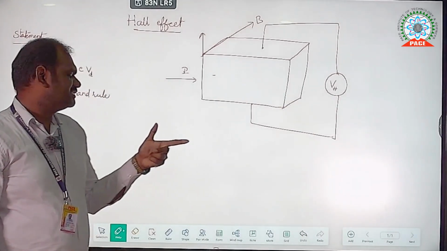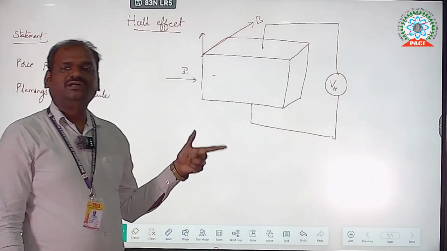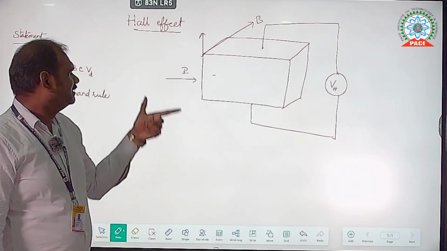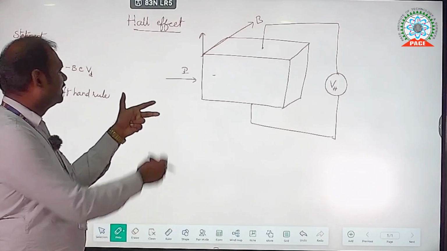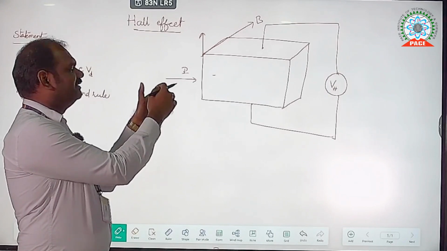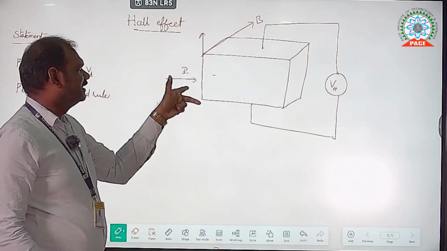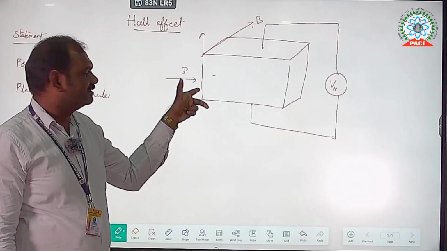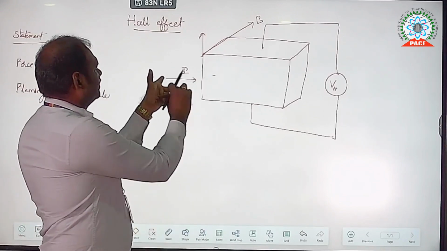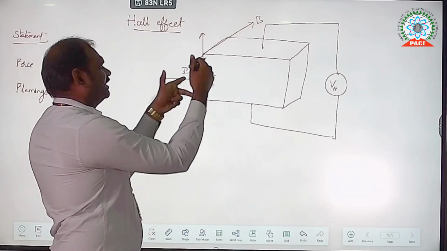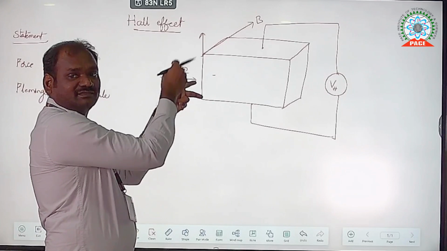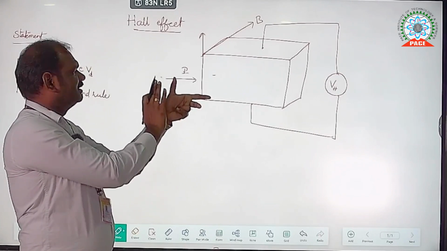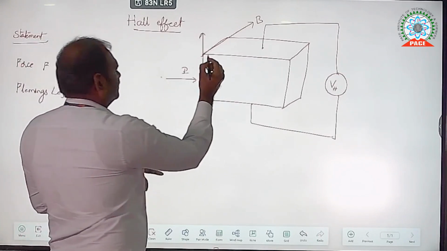Fleming's left hand rule is used to know the direction of the force acting on the charge carrier in the presence of a magnetic field. The middle finger points in the direction of current, the forefinger in the direction of the magnetic field, and then the thumb indicates the direction of the force on the charge carrier, the electron. So, the force acts in the upward direction on the electrons, and they accumulate on the top surface like this.